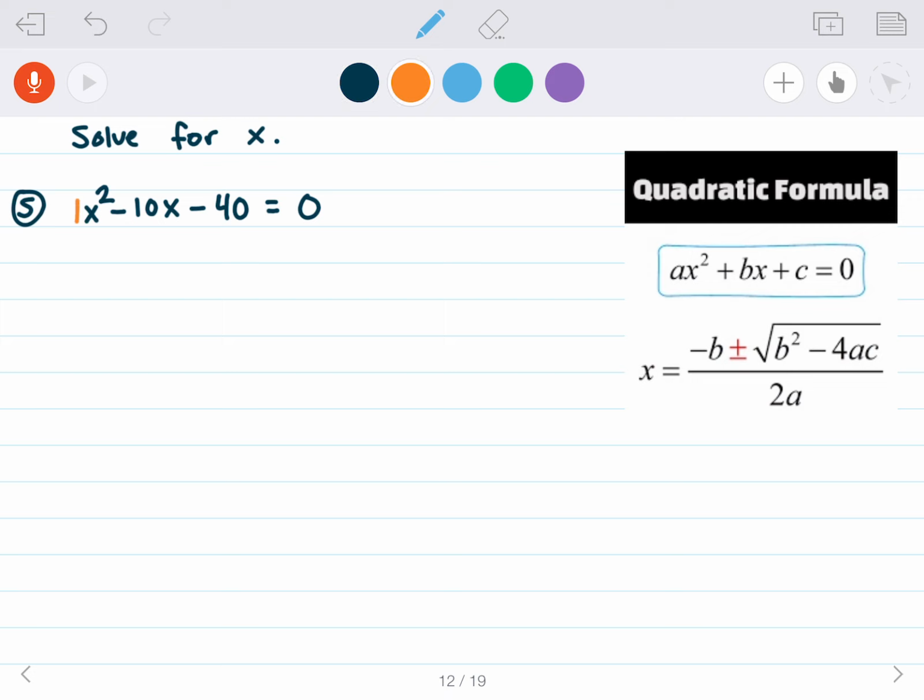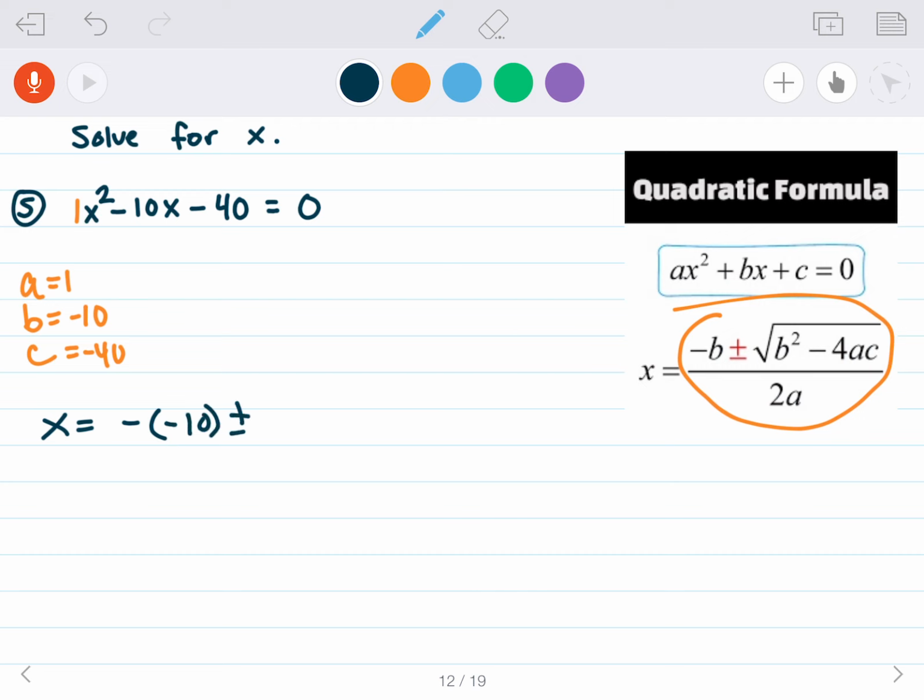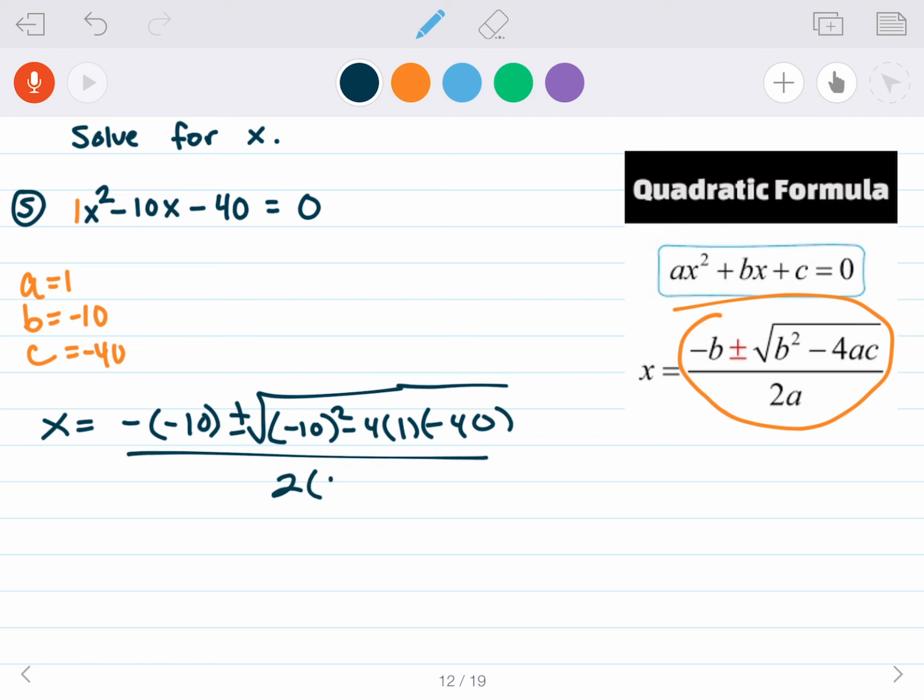So in this case, a is 1, b is negative 10, and c is negative 40. And I'm just going to replace all of these letters into this formula. So we have x is equal to negative b, so negative negative 10, plus or minus the square root of b squared minus 4 times a times c. And this is all going to be divided by 2 times a.